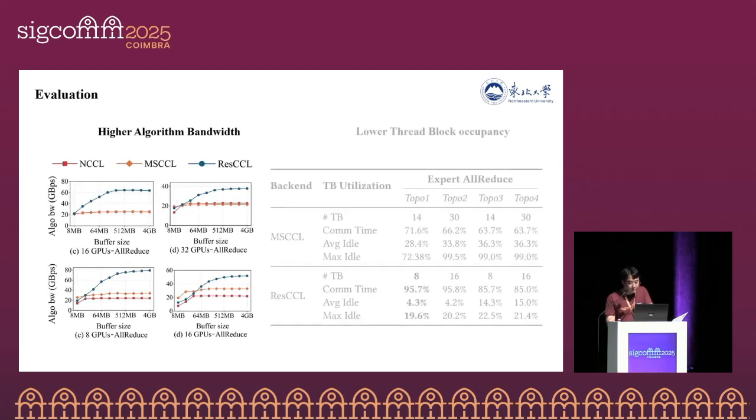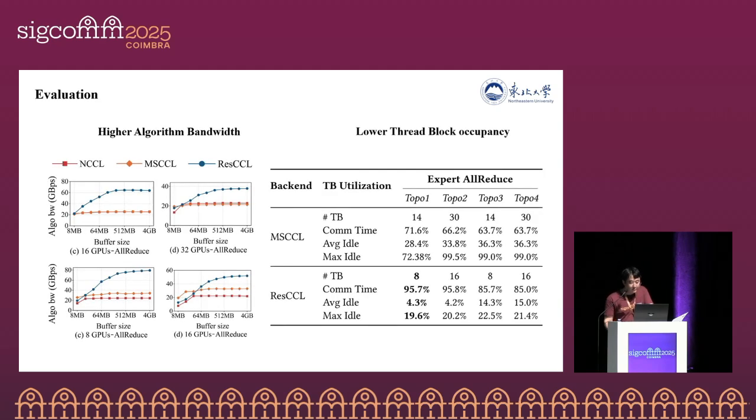Now, on to our results. ResCCL delivers significant performance improvements. We achieve up to 2.5 times higher algorithm bandwidth compared to state-of-the-art libraries like NCCL and MSCCL. This translates to a 39% improvement in end-to-end training throughput for real workloads.